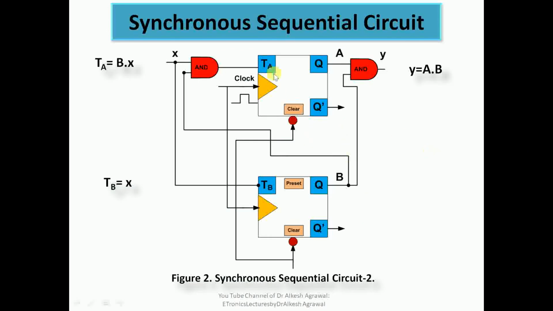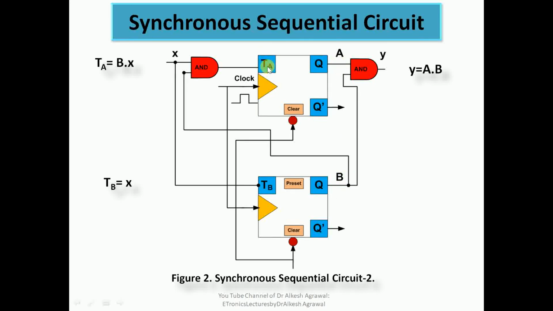Here we have two flip flops which are T flip flops, that is toggle flip flops, and we have external input as X and external output as Y. So Y is A and B, where A is the output of the TA flip flop, and B is the output of the TB flip flop.